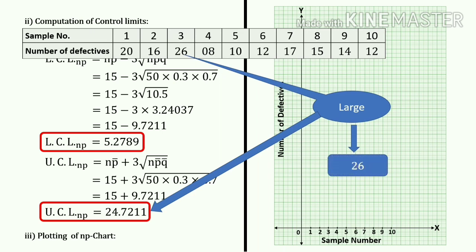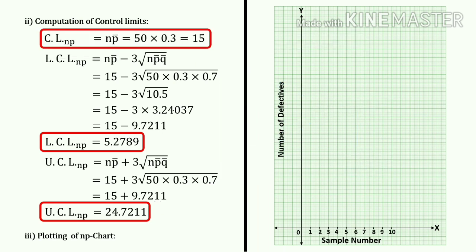So we have to consider scale on y-axis in such a way that this 5.27 as well as 26 should be reflected on y-axis. So 26 minus 5, that is 21, is the difference. We require 21 units of vertical length on y-axis. Appropriately, we decide the scale on y-axis. 1 centimeter is equal to 1 unit, and we start with 5 up to 27.